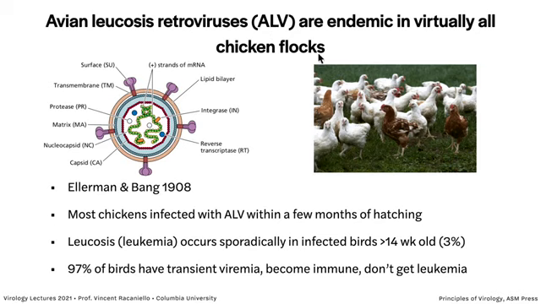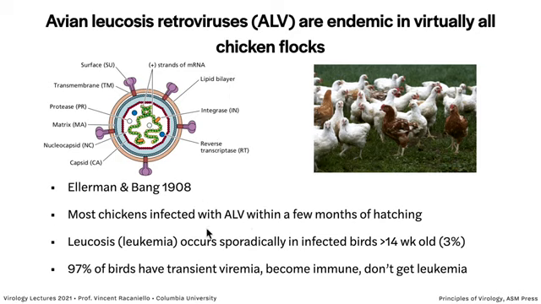Every chicken in the world has this virus in it, no exception. This virus was identified in 1908, a year before Rous, as causing leukemia in chickens. So it's technically the first virus associated with cancer, but back then, people didn't think leukemia was a cancer. They thought cancers were only diseases that made tumors, big solid tumors. But that's not correct, of course. So they discovered the first virus associated with a cancer, avian leukosis retroviruses in chicken.